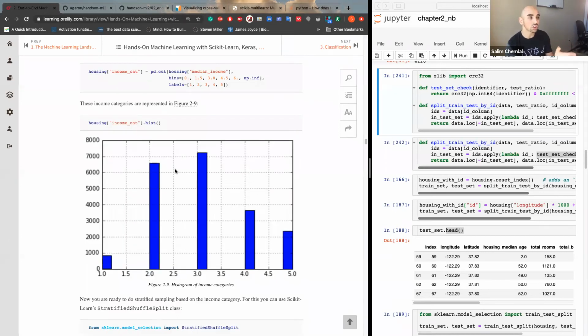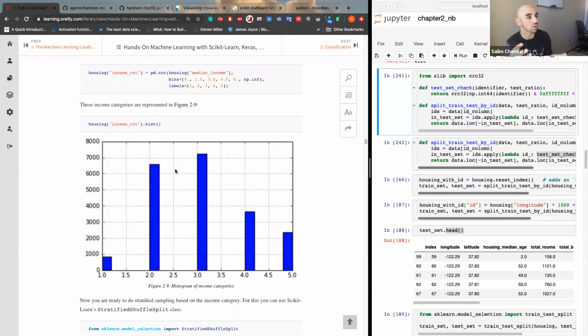A good question here is what's the right number of strata, right? For example, here he used 5. Is 5 the right number? Do we want to use more? Anybody want to maybe add something to that about the right number of strata to be used?